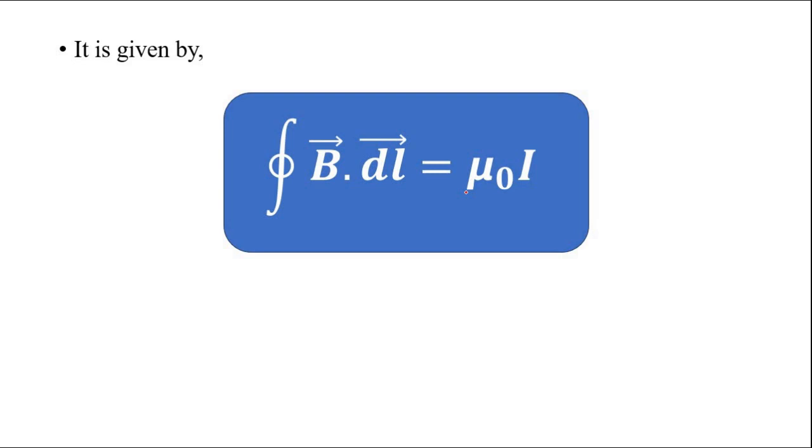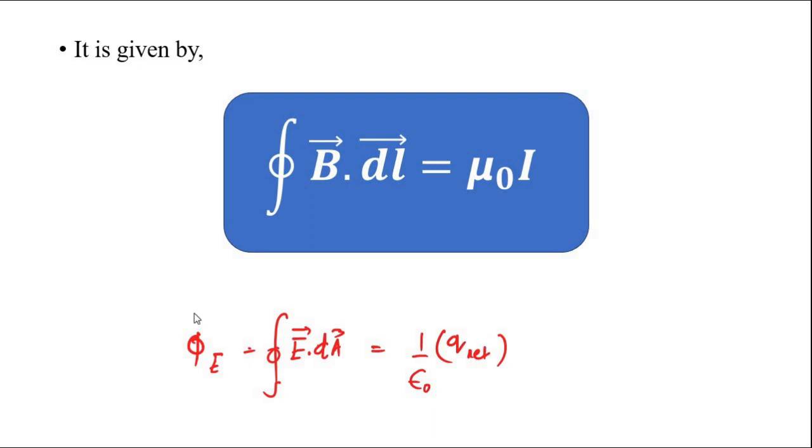This is very much similar to Gauss law of electrostatics, where the electric flux phi E, the integration of E vector dot dA vector, gives us 1 by epsilon 0 times the net charge enclosed by that surface.